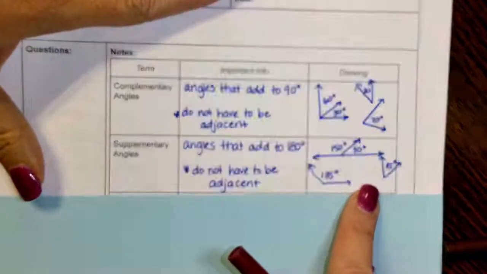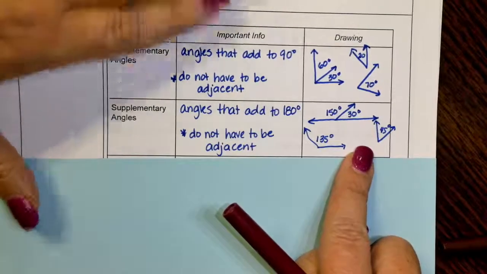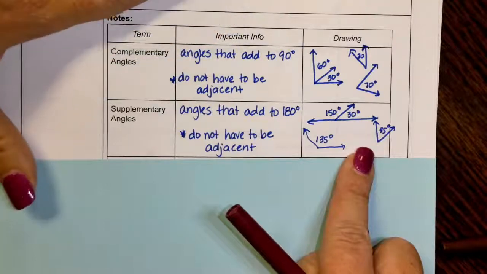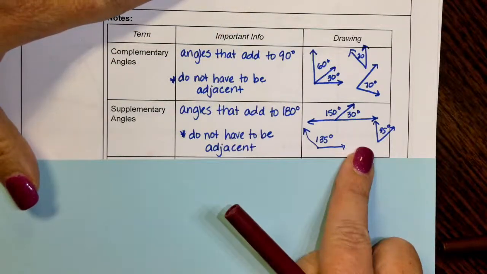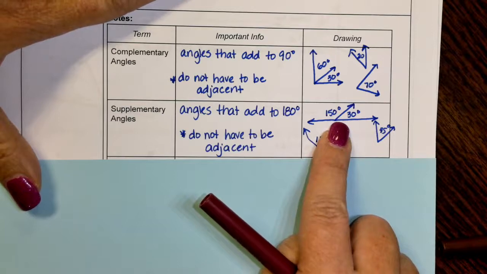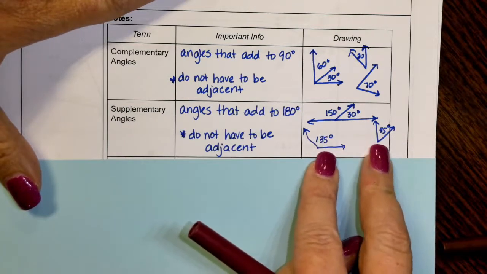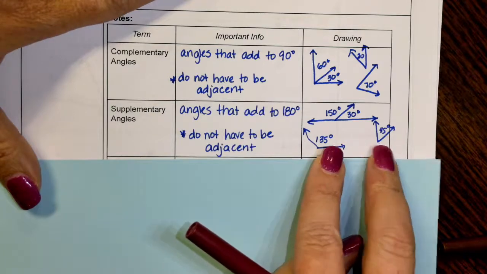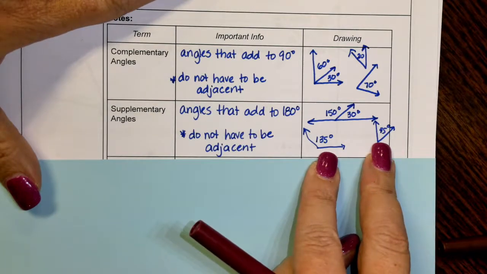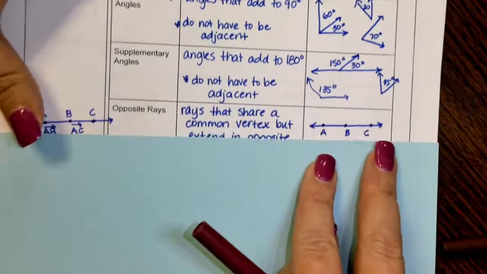Now, supplementary angles are angles that add to 180 degrees. Again, same as complementary angles, they don't have to be adjacent. So you can have these right here, they are adjacent and supplementary, and these are supplementary but not adjacent. So they can add to 180 degrees and not be adjacent. That's the only requirement, that the angles add to 180 degrees.